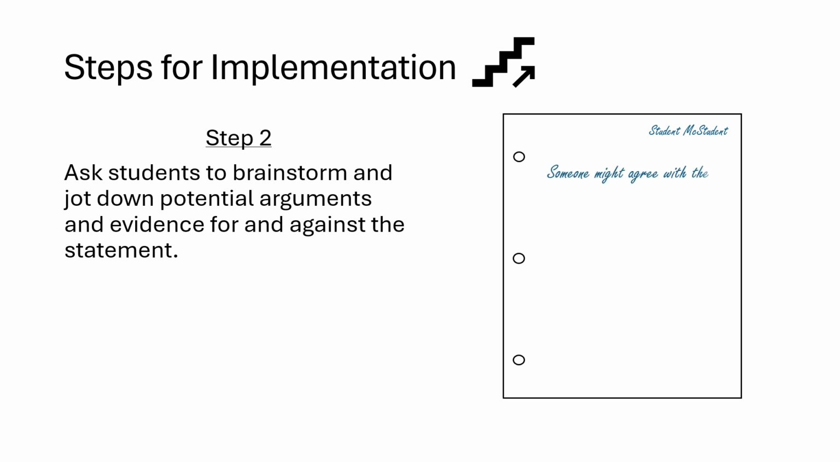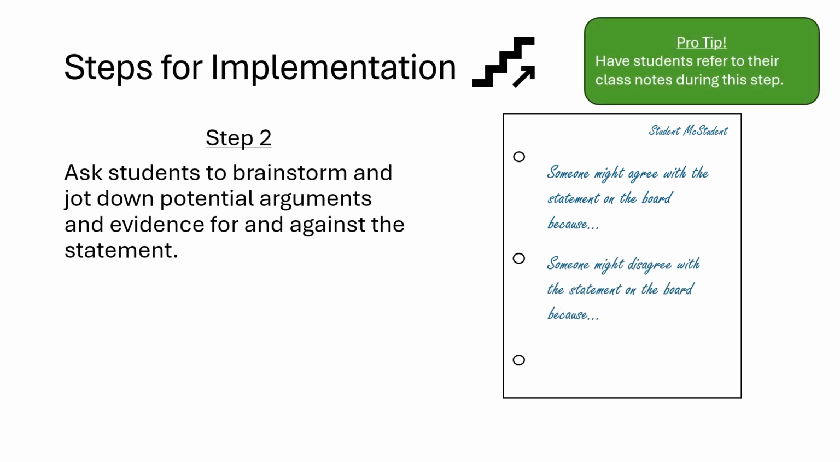For step 2, ask students to brainstorm and jot down potential arguments and evidence for and against the statement. I recommend having students refer to their class notes during this step for no other reason than encouraging students to reference and actually use their notes to learn is such a good study habit. You could also provide a word bank or other list of terms or relevant concepts if you're so inclined.